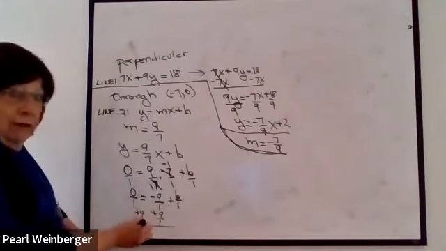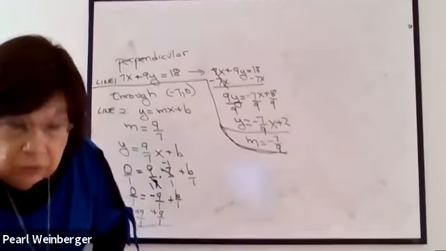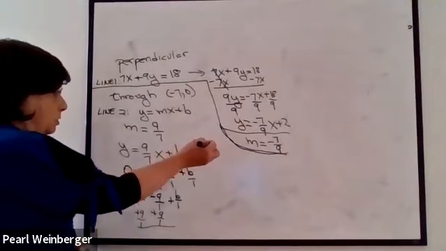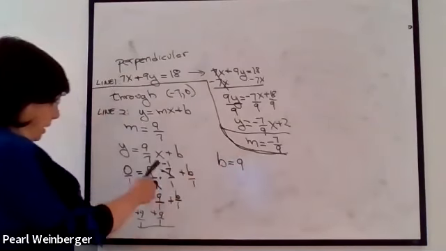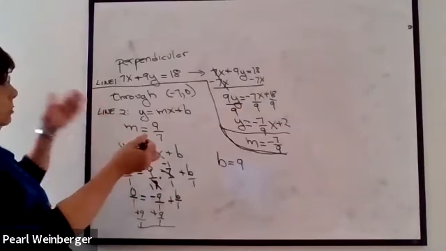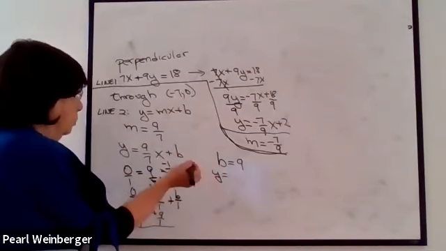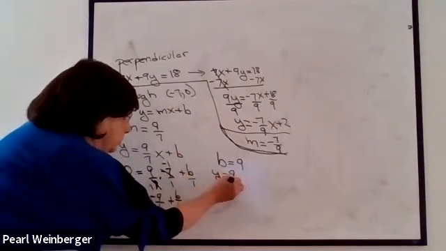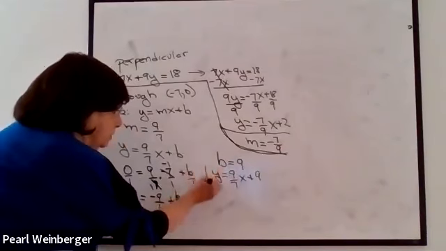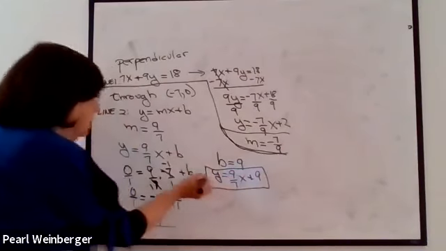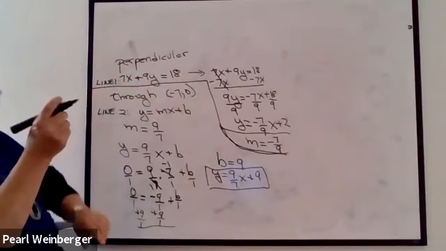So it turns out that we get b equals 9. We add 0 and 9, we get 9. So therefore, the equation of the line that I was looking for is y equals 9/7 times x plus 9. Here is the equation of the line that is perpendicular to this line and going through this point.